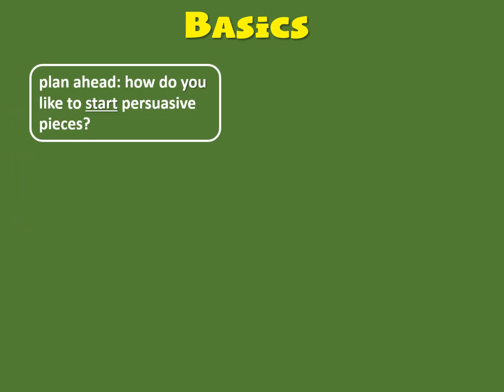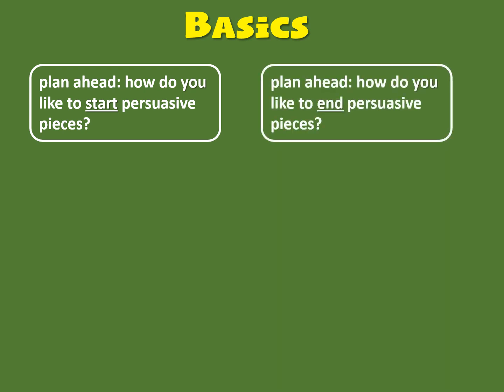So in terms of basics, you need to plan ahead. From your materials given to you by your teacher, you should have some sense of the sorts of things you can do to begin a persuasive piece, and you should have your favourites amongst that. You should equally have your favourite ways of ending. So do you tend to end with a final thought or a final question or some advice? What's the thing you do at the end?